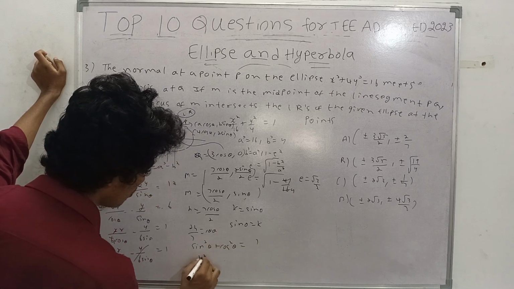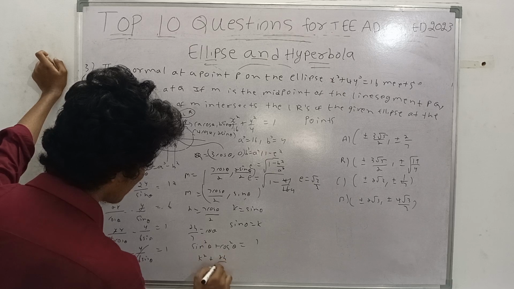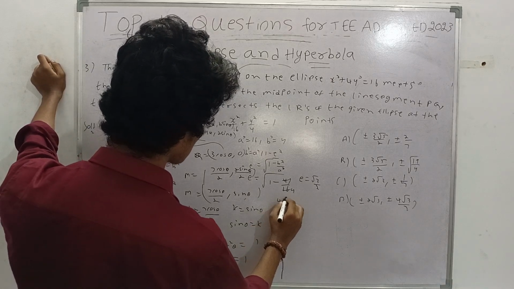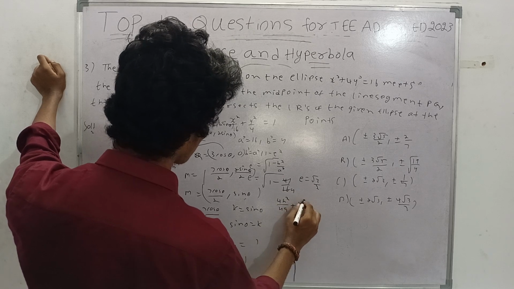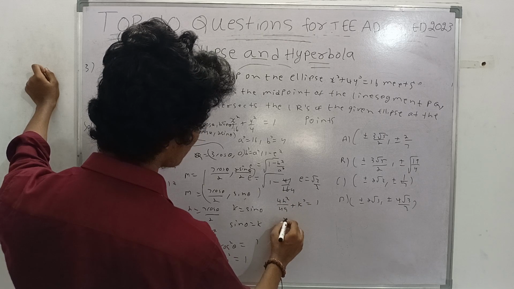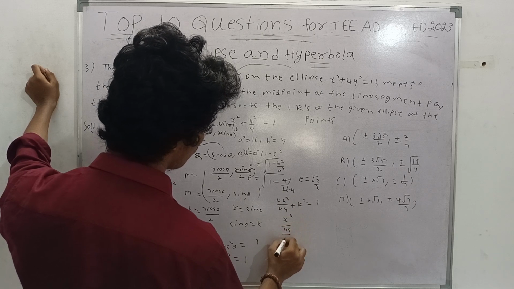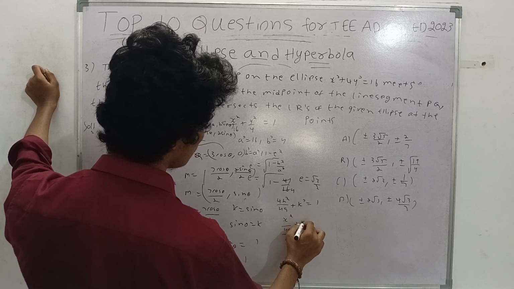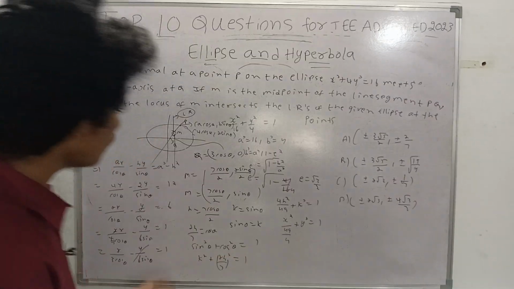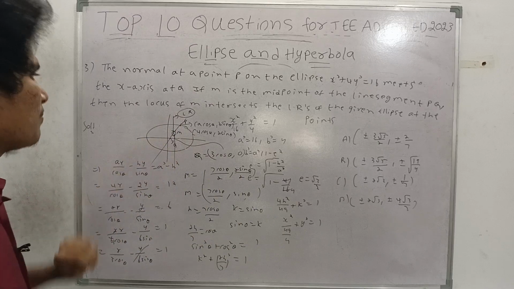It is k square. What is cos theta? It will be 2h divided by 7, whole square, equal to 1. Now 4h square divided by 49 plus k square equals 1. So we can write this as x square divided by 49 by 4 plus y square equals 1. This is a new ellipse. Up to now what have we done? We found the locus. This is the locus of the point M.